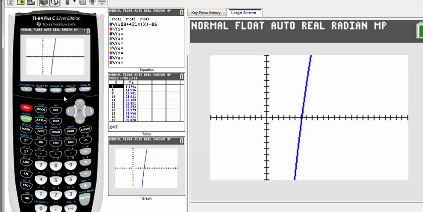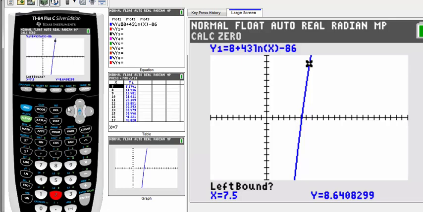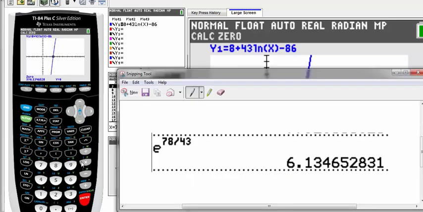Let's go ahead and do second calc. Let's choose option 2 to find the 0 of my function. Now I need to be to the left, and right now that star is to the right. So let's hit enter once we get it to the left, enter once we get it to the right, and find our solution.